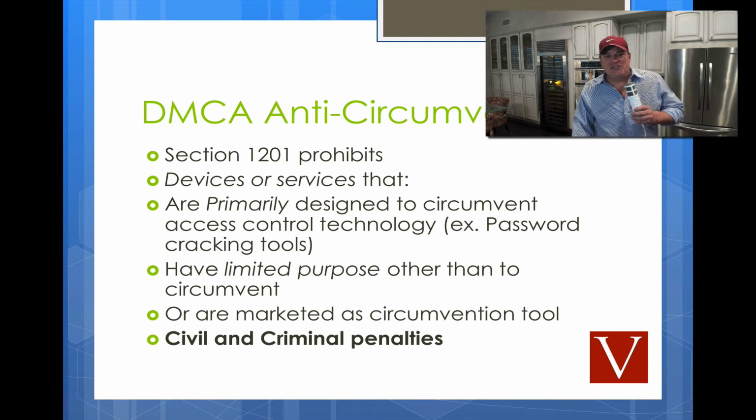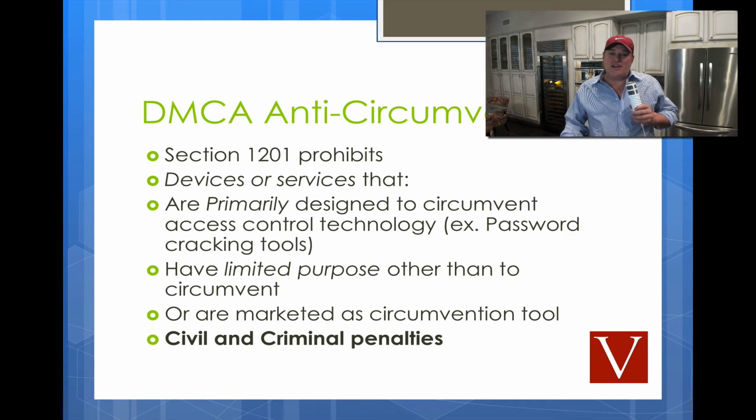DMCA anti-circumvention is the other part of this law. This is what I call Section 1201. This prohibits devices or services that are primarily designed to circumvent access control technology. For example, password cracking tools. You make a product that helps you crack into the passwords or crack into a website. You may find those tools are illegal, even if they have a legitimate purpose. If they have a limited purpose other than to circumvent, that can be a problem. That can run afoul of the DMCA anti-circumvention laws.